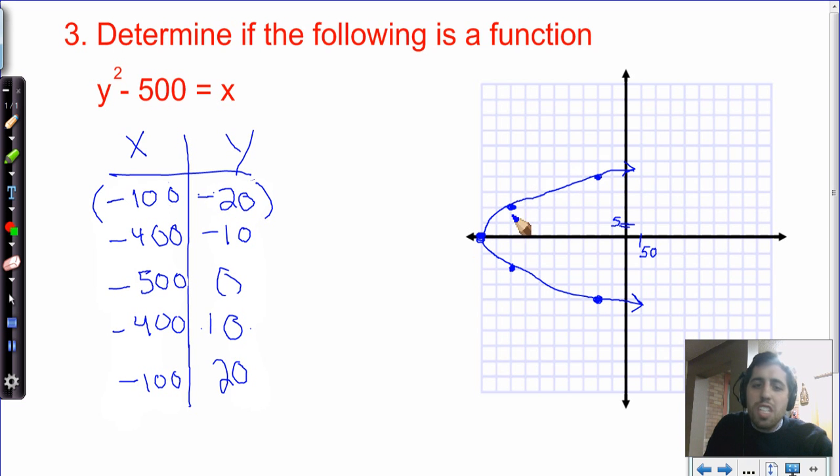Now, is this a function? No, because when we put in negative 400 for x, we could get out y's of negative 10 or positive 10. This does not pass the vertical line test because the vertical line hits the graph twice. So this is not a function.